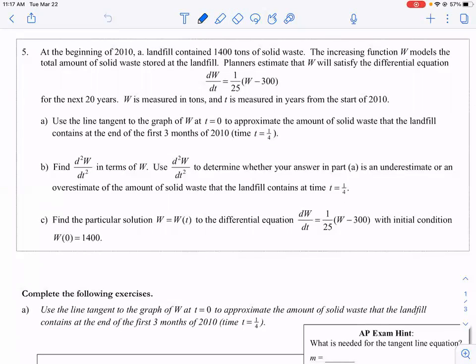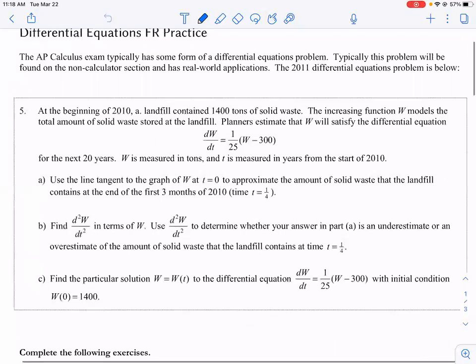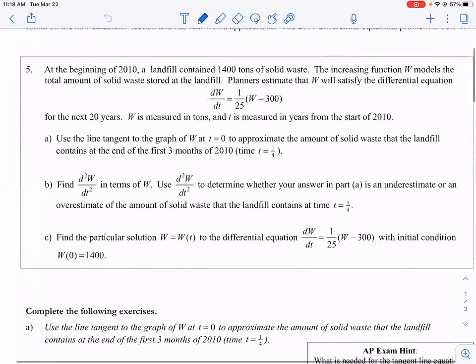Let's notice that W is an increasing function. Okay. And it models the amount of total solid waste stored at the landfill. And this is for the next 20 years. t equals 0 represents 2010. Okay. This is from the 2011 exam. So that's why they're using those years.